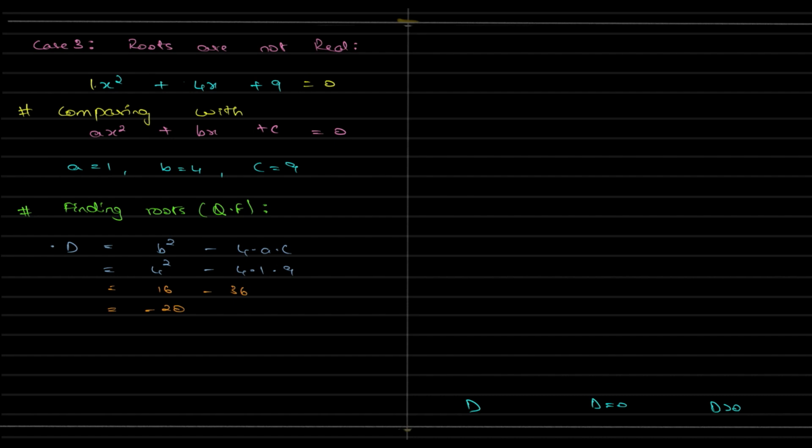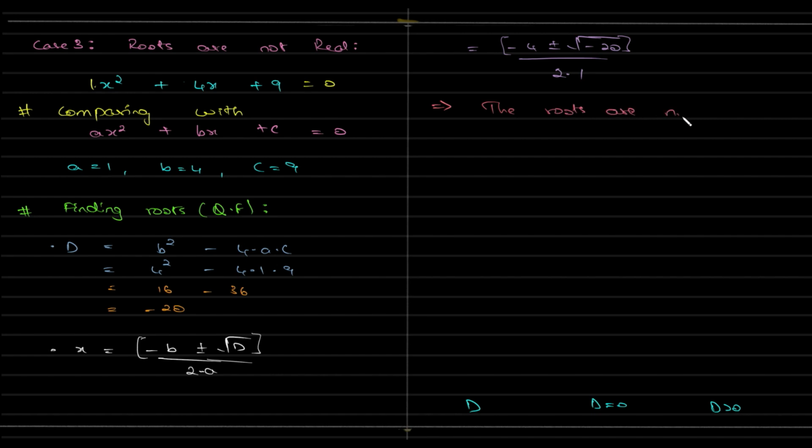Now, how will the x look? Well, we have the formula. X is equal to minus b plus or minus square root of d divided by 2 into a. Right? So, on substituting, we'll get minus 4 plus or minus square root of minus 20 divided by 2 into a. But we can't further reduce this to anything because we have a square root of a negative number. So we know that when we get a square root of a negative number, the roots are not real.